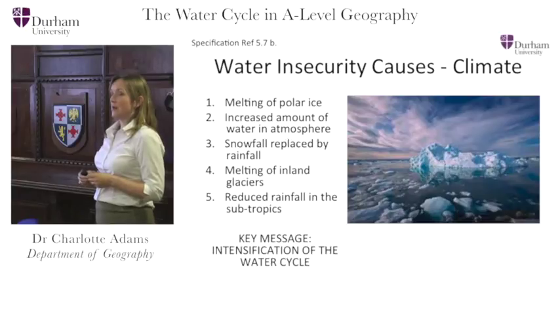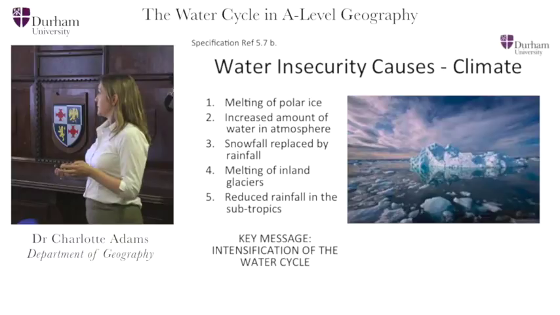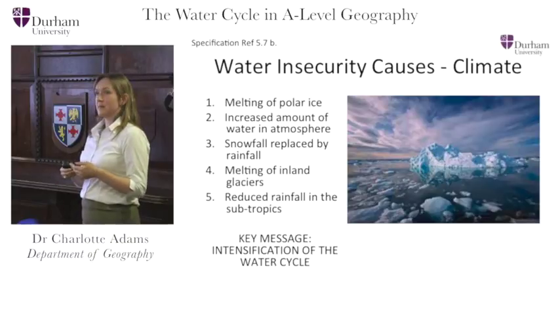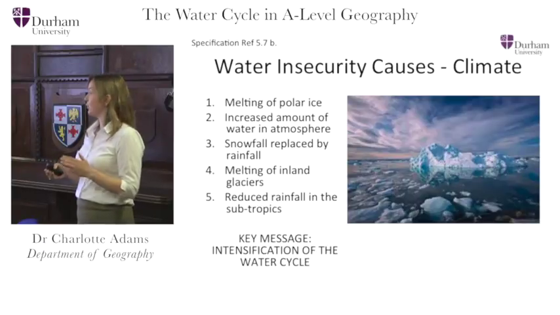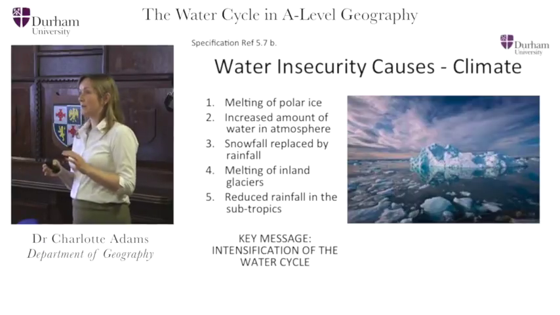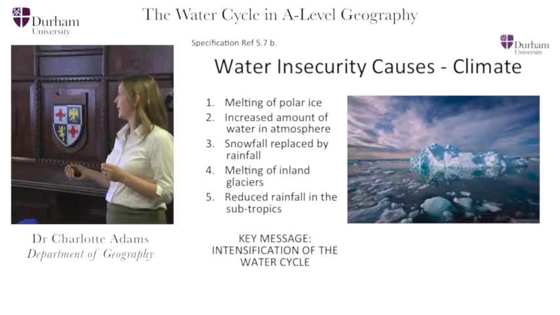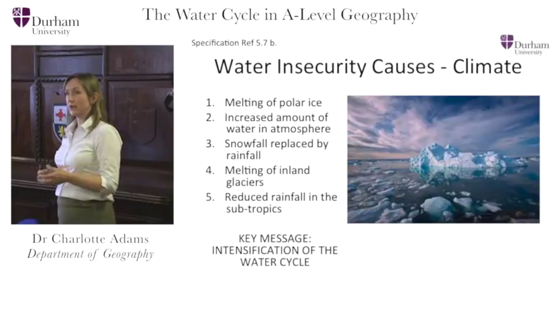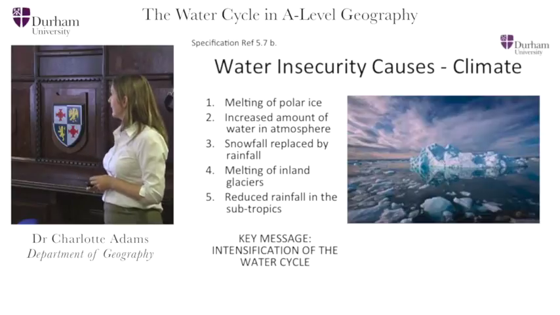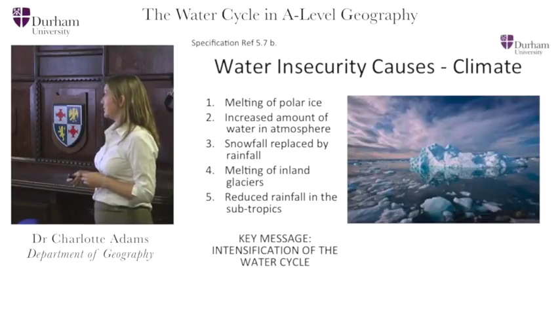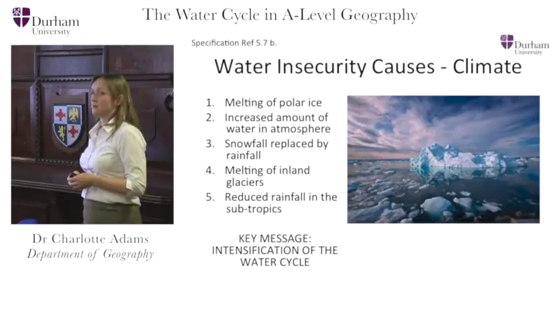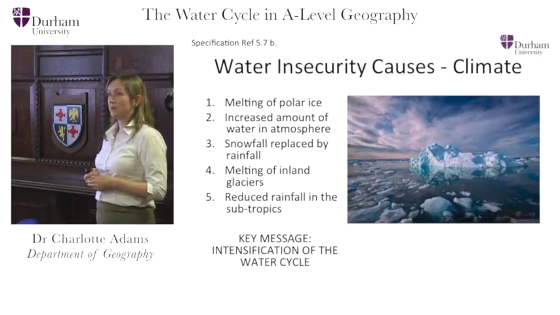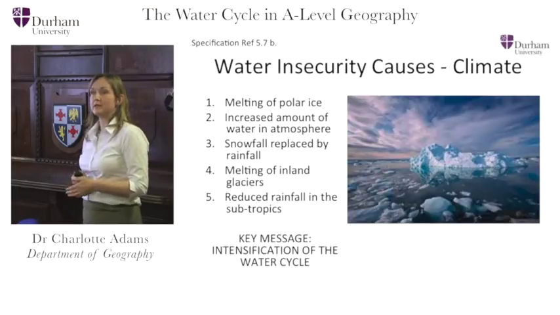Inland, you may have a scenario where you've got melting of glaciers, and that may cause problems when all that ice has melted. You've got a resource going whilst that melting is taking place, but once that process is complete, any rivers, streams, lakes fed by that source may struggle to keep supply. And then you've also got potential for reduced rainfall in the subtropic areas. So again, the key message is that the water cycle processes will become more intense and possibly speed up.